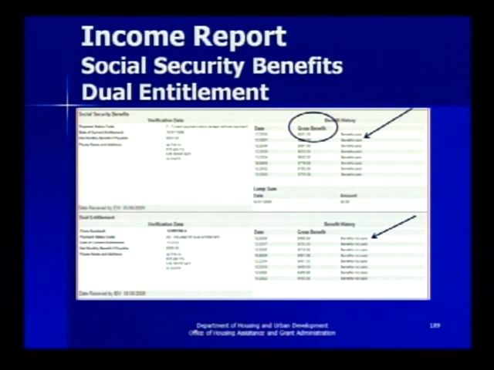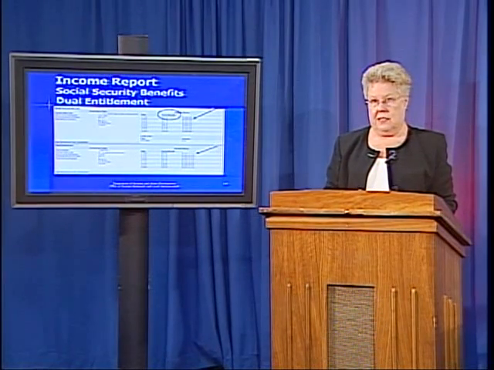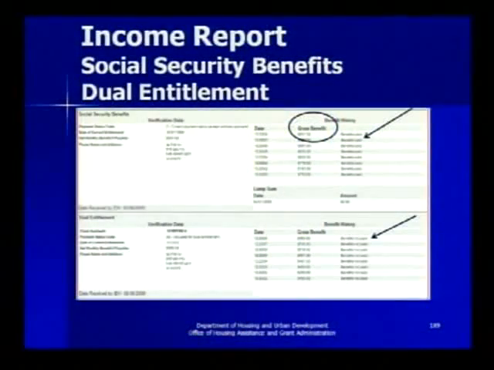The first part of this report is the regular Social Security benefits that a tenant would receive, and most of the time this is our elderly residents that receive this type of income. The report shows the gross and net benefit amounts that the tenant receives. It tells who the income is paid to. It gives you a date of when the person was entitled to the benefit. And it also has a payment status code.